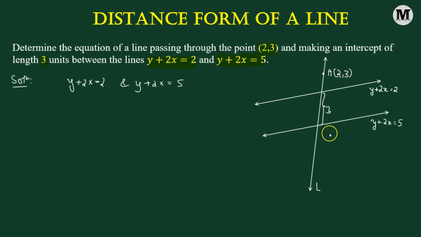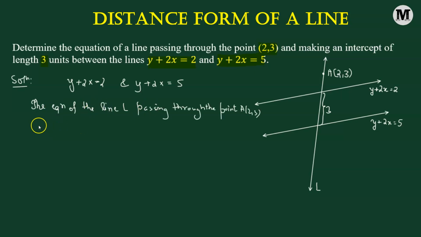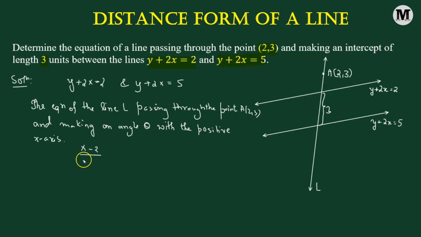Now we can immediately find the equation of the line L passing through the point A, supposing that it makes an angle of theta with the positive direction of the x-axis. Then we have (x − 2) divided by cosine of the angle theta, which is equal to (y − 3) divided by sine of the angle theta. So this is going to be the equation of the line. Depending upon the value of theta, we can find the equation of the line. So our task will be to find the value of cosine theta as well as sine theta.